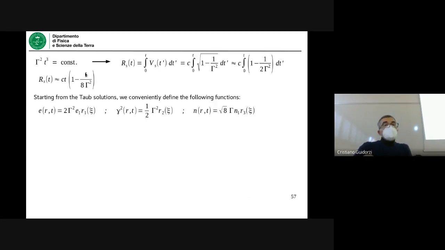Now, this is all about the shock, so how the shock expands. But what we want to calculate is the energy density, number density, and the velocity of the fluid at any point within the shock. Exactly the same task that we had to face in the case of the Sedov-Taylor solution. So we now exploit the very same trick, exploiting the Taub solutions in the very same way that in the case of Sedov-Taylor we exploited across the shock the Rankine-Hugoniot solutions.